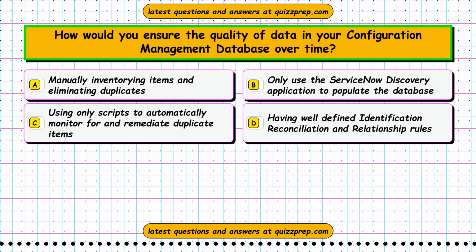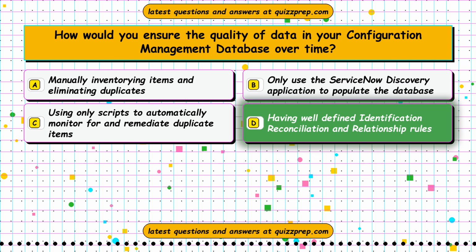Question 63. How would you ensure the quality of data in your configuration management database over time? Option A, manually inventorying items and eliminating duplicates. Option B, only use the ServiceNow Discovery application to populate the database. Option C, using only scripts to automatically monitor for and remediate duplicate items. Option D, having well-defined identification reconciliation and relationship rules.